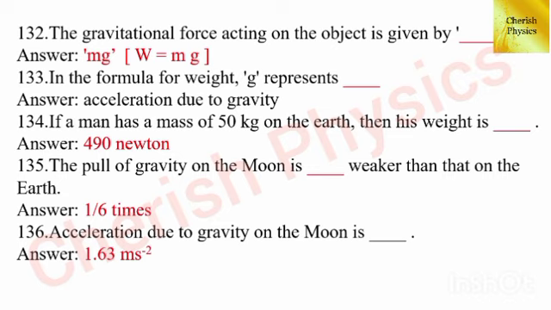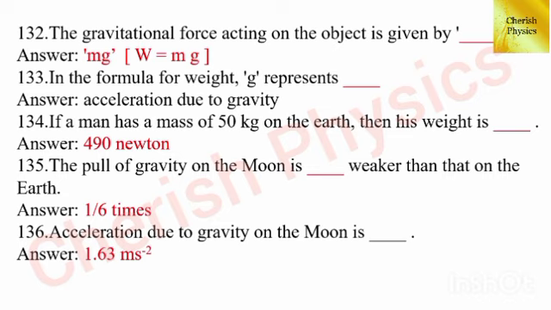Use the formula W equal to mg. M value is 50 and g value is 9.8. 50 into 9.8, we get 490 Newton. The pull of gravity on the moon is how many times weaker than that on the earth? 1 by 6 times, or 1/6 times.